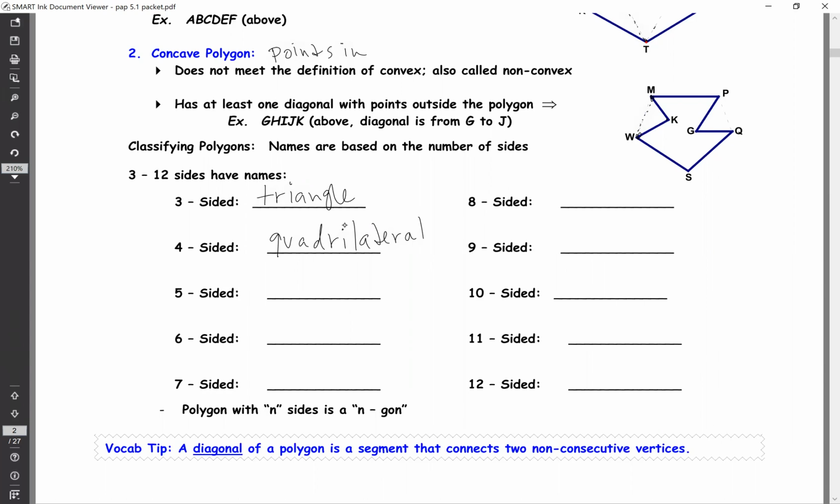Okay, the next one that we have is a five-sided one, so that's a pentagon. And then six-sided, hexagon. Okay, now a seven-sided is going to be a heptagon.